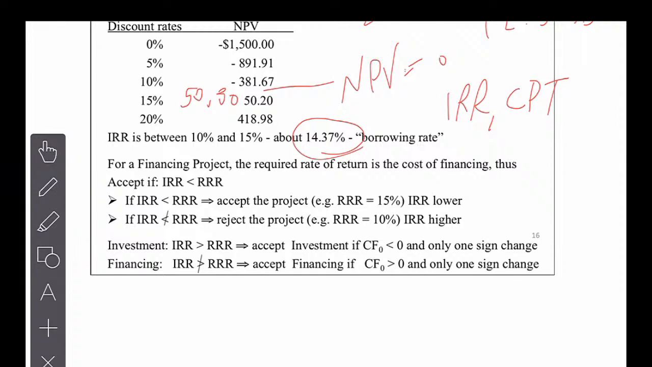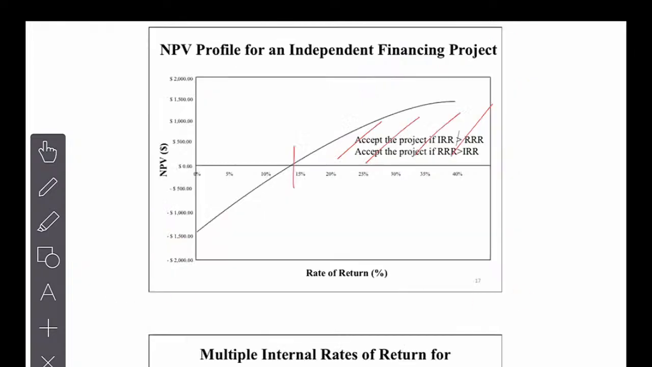Now this only works this way as long as the cash flows after the initial investment are positive. So there's only one sign change. It's a negative that goes to a positive. And for a finance project, the first one is a positive, and then the rest are negative. Only one sign change. So this is a summary here. You'll see that in the summary sheet I gave you as well.